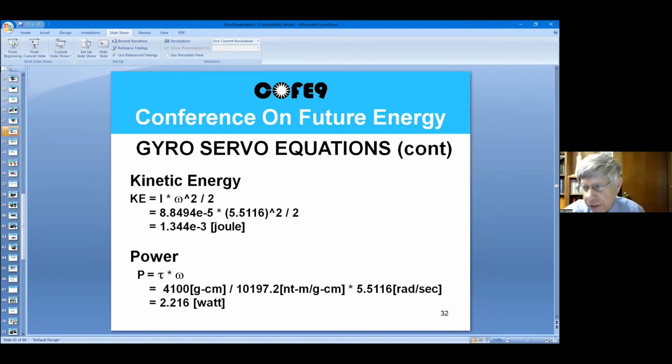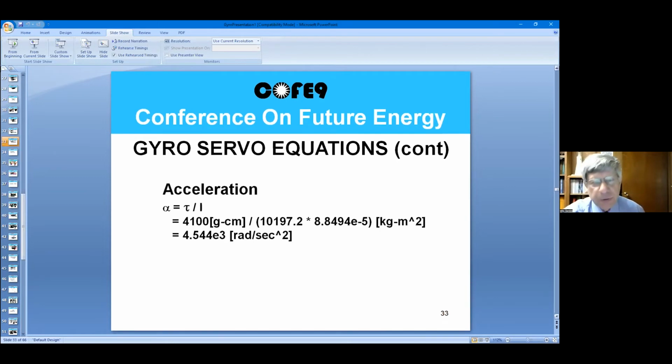And the last one, again, is acceleration, which is torque divided by the rotational inertia. So you take your 4,100 gram centimeters, convert that to kilogram meters, and divide by the inertia, and you come up with 4.544 e to the 3 radians per second squared. That's pretty much all for the inertia calculations.